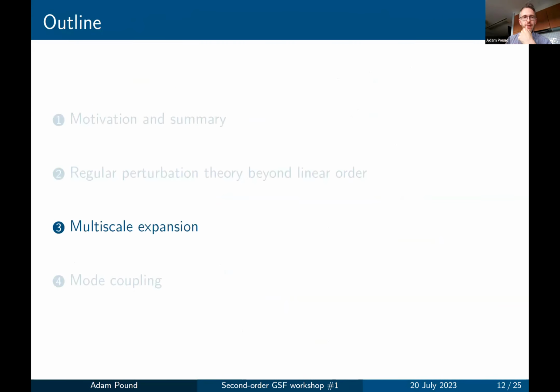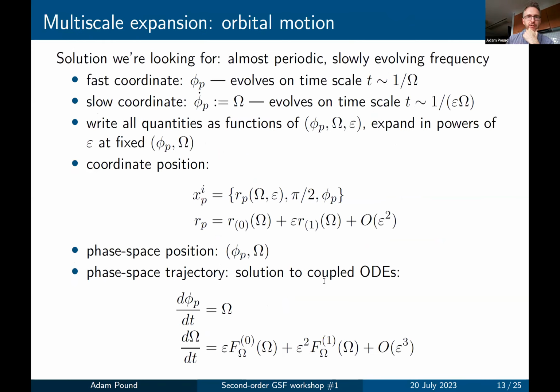So what do we use instead? We use a multi-scale expansion. That can mean a lot of different things. I'm going to present a particular form, which is the form we use in practice. So what's the motivation? We want to construct an ansatz that captures the features of the real physical problem we're trying to model. So we want a quasi-circular inspiral, which means we want something that's almost periodic, but it has a slowly evolving frequency.